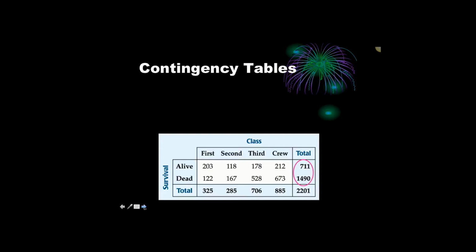Continue talking about contingency tables and discuss marginal and conditional distribution. So remember that a contingency table shows two categorical variables within one table. Here we have the ticket class for passengers on the Titanic and their survival, whether or not they were alive or dead after the Titanic sank.